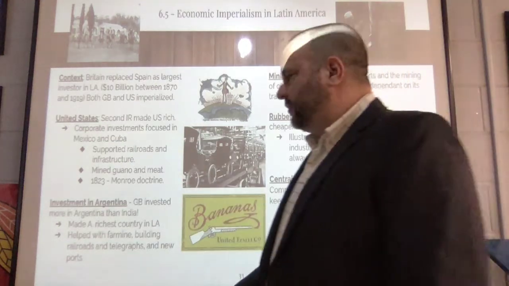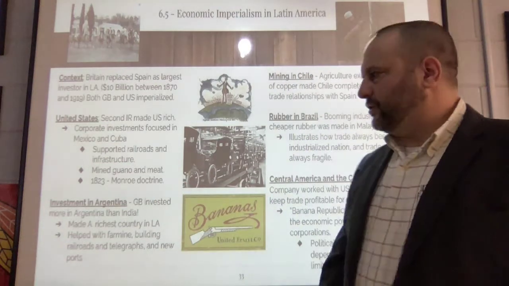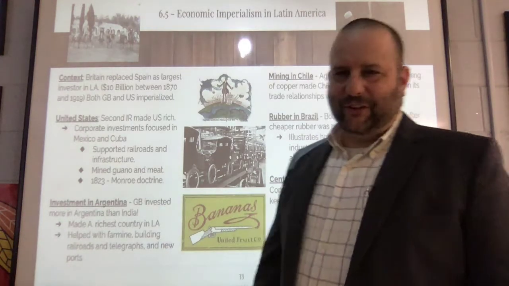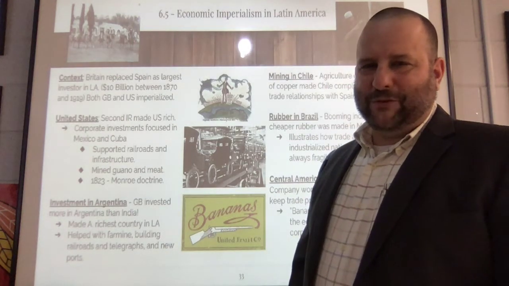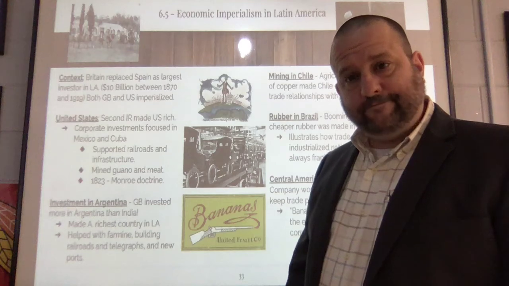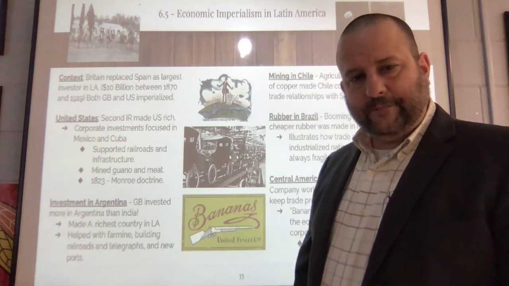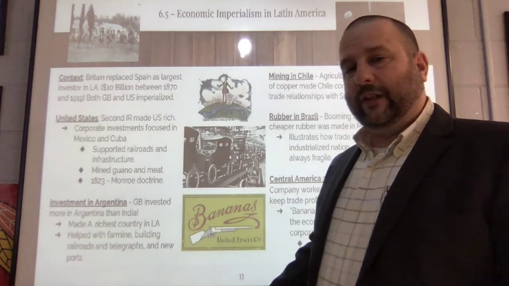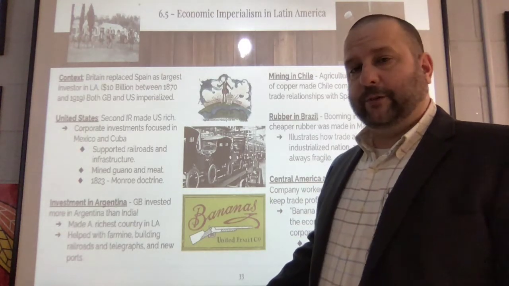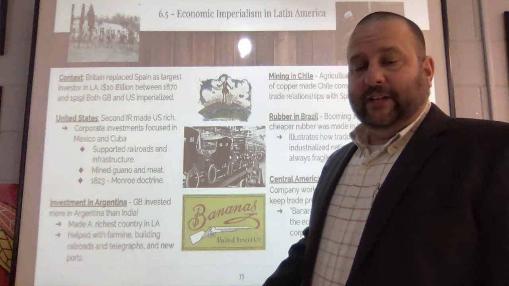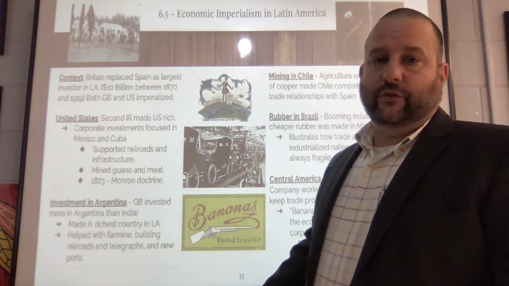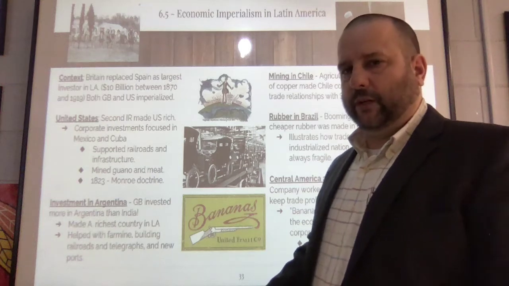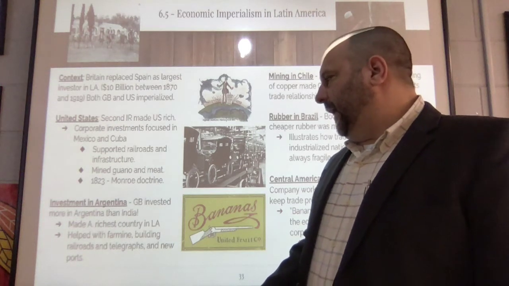They supported railroads and infrastructure, as most imperial powers did at that time. They mined guano and meat. Remember in one video I asked you to look up guano? That was really a crappy thing to sell. Haha, there's my joke. And in 1823, we had the Monroe Doctrine, and just to refresh your memory, that was issued by President Monroe saying that the Western Hemisphere is closed to outside influence, period. It's now under the protection, if you will, of the United States.